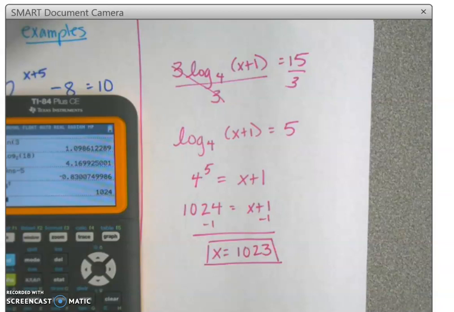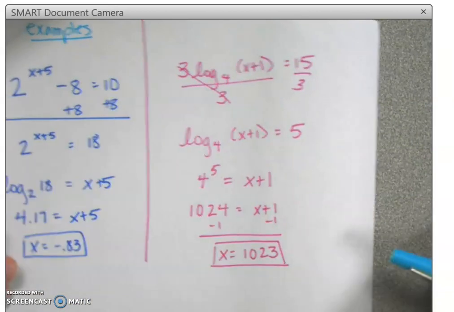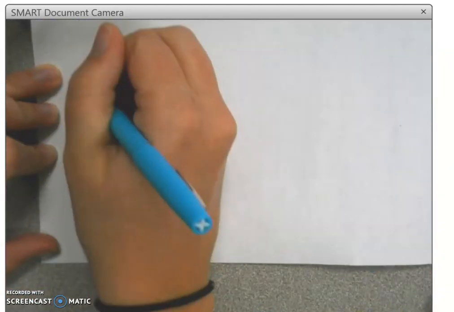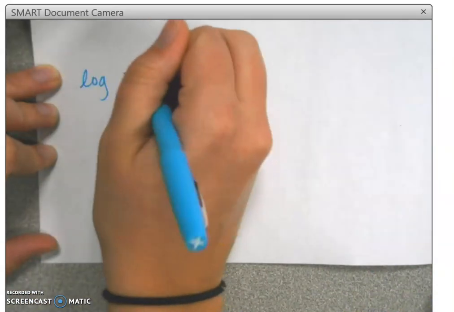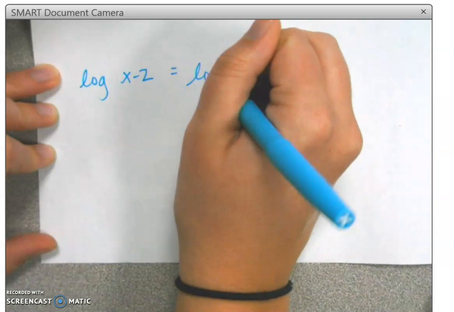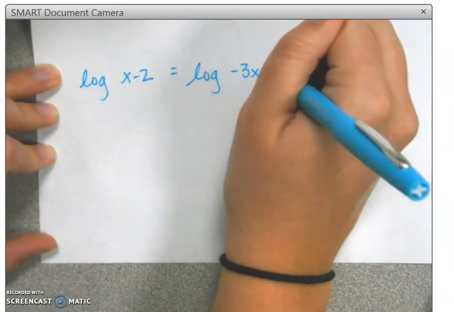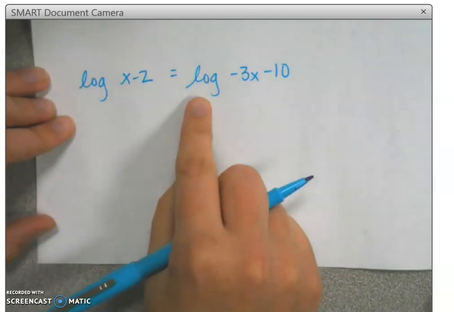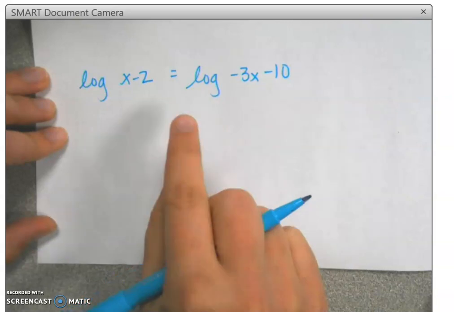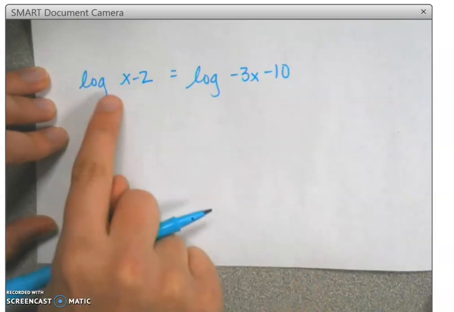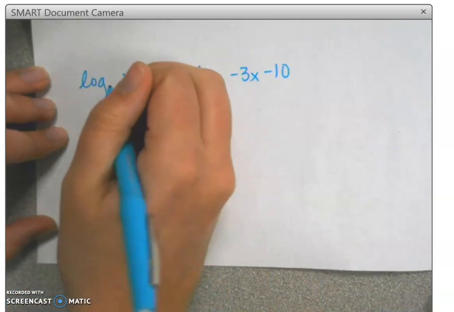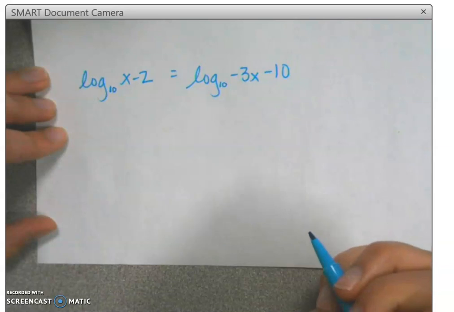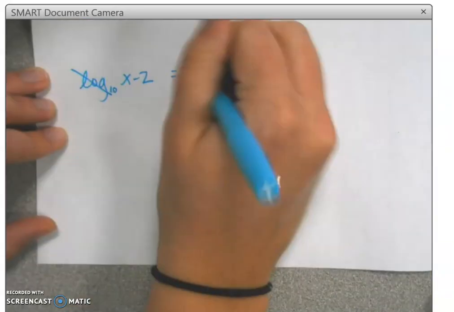We'll do one more example, then we'll be done. I want to show you what it looks like if you have a log on both sides. So for instance, log of x minus 2 equals log of negative 3x minus 10. This one has a log on both sides. When this happens, as long as your bases are the same, you can drop the logs. Now remember, if you do not see a base, it is automatically base 10. Please remember that. These have the same base, so I can ditch them entirely.